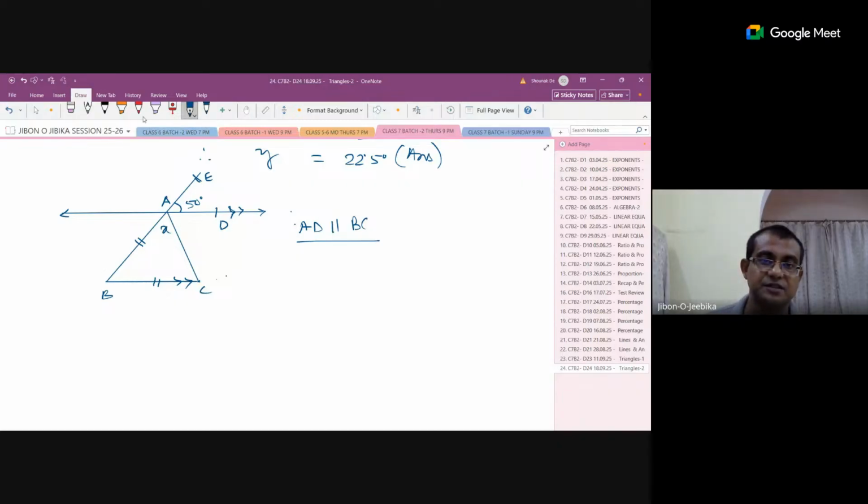Okay, if this is 50 degree, AD is parallel to BC, and suppose BE is a transversal. Right? Then angle EAD is equal to angle ABC. Why?